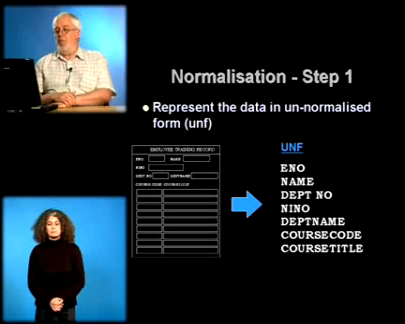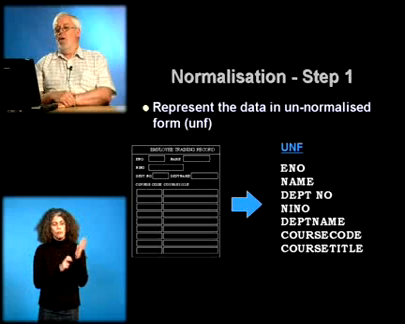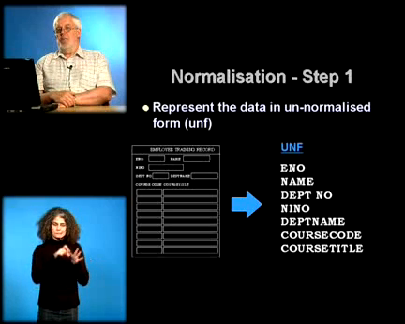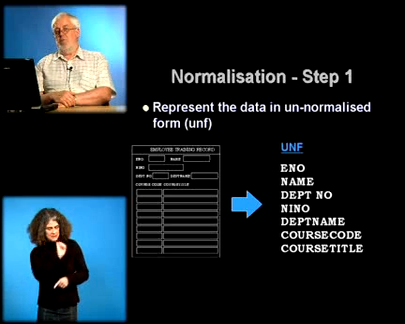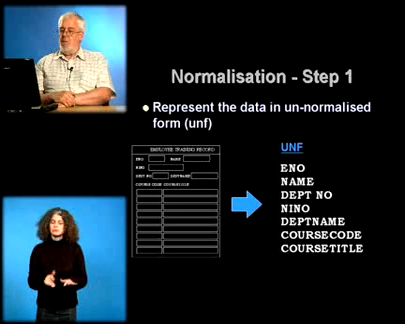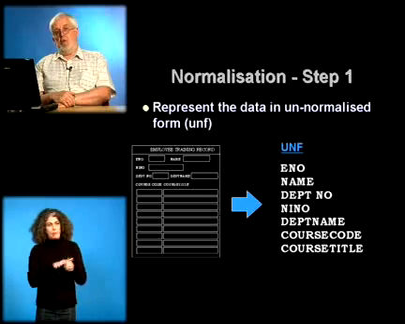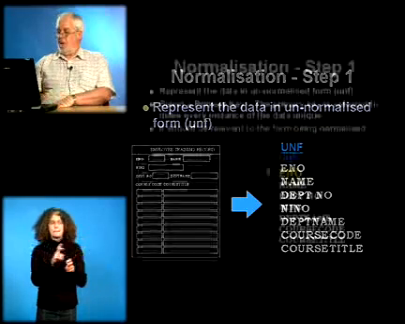So here we have an employee training record, which the data items are employee number, the name of the person, national insurance number, the department number, department name, the course code and the course title.